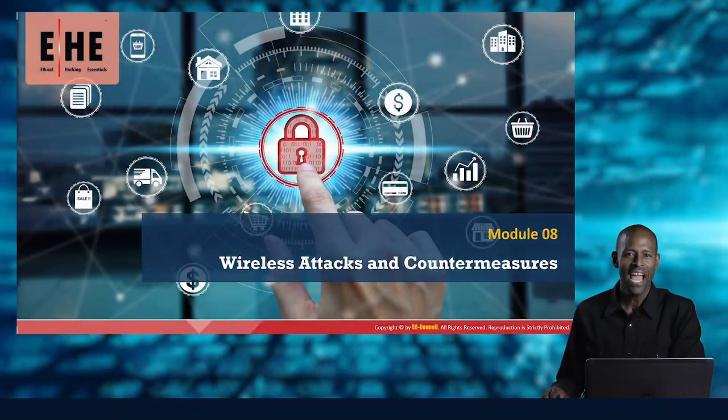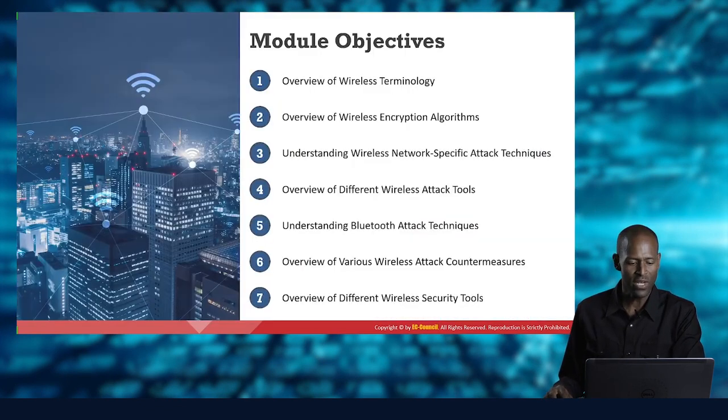Welcome to Ethical Hacking Essentials, where we're looking in Module 8 at wireless attacks and countermeasures. With wireless attacks and countermeasures, we have several different objectives that we need to accomplish with this module, including looking at terminology and algorithms for wireless, looking at wireless network-specific attack techniques and tools, and understanding another type of wireless, which would be Bluetooth attack techniques and other countermeasures to stop people from attacking your wireless network. And then we'll look at some wireless security tools.